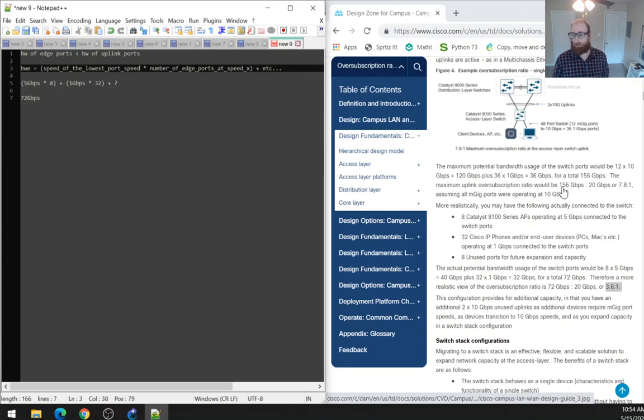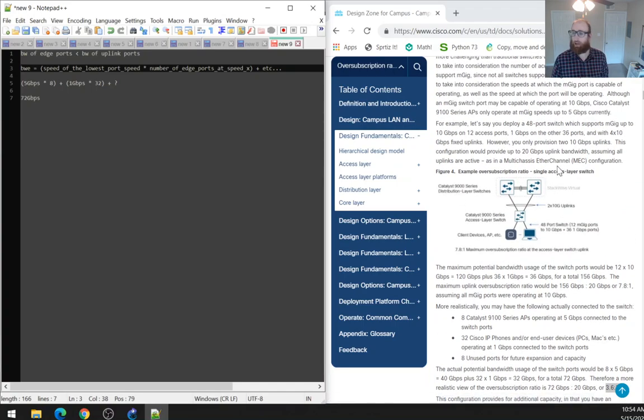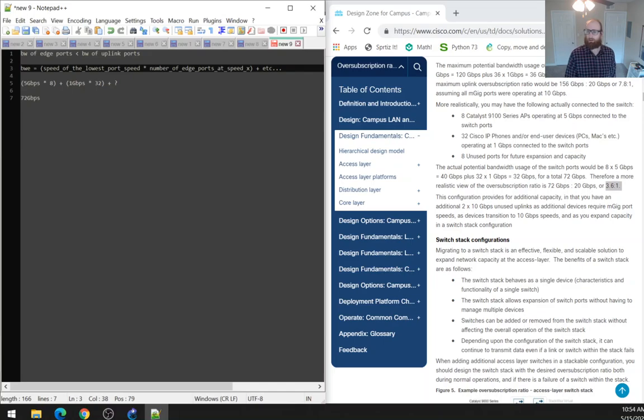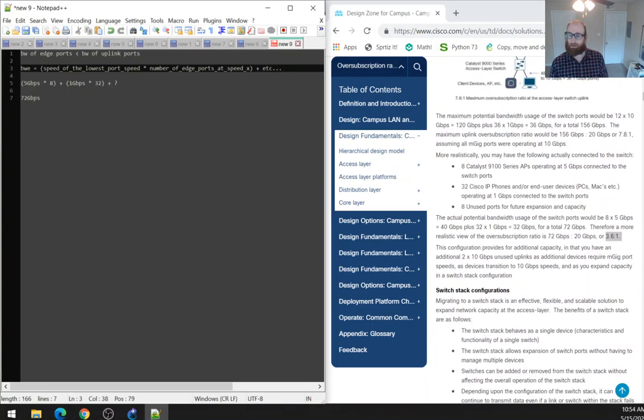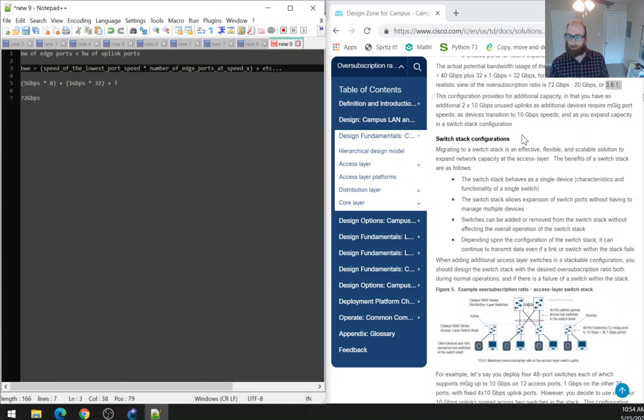Okay, and then what I'd like to learn more about is the oversubscription ratio, because I would think you would want an oversubscription ratio of either 1 or less than 1, but it looks like here they're saying an oversubscription ratio of 3.6 to 1, even up to about 8 to 1 is normal and expected, and that is a surprise.